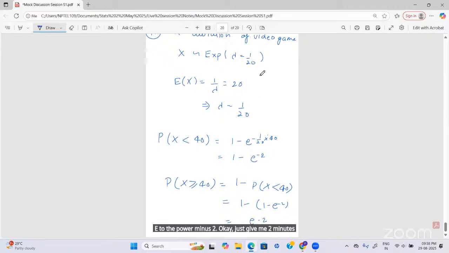Okay, just give me 2 minutes. This PDF doesn't have any more pages.